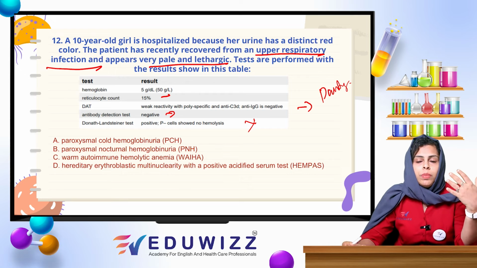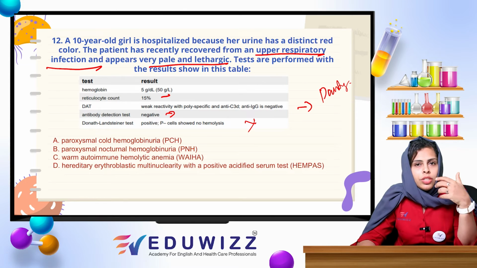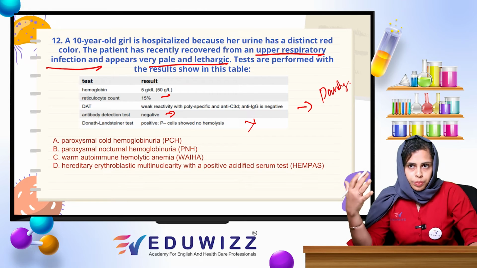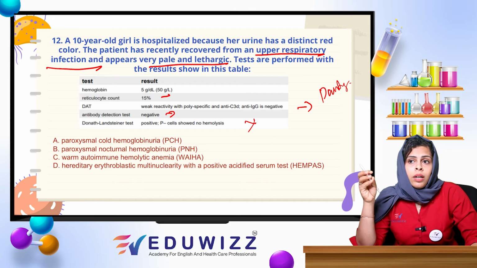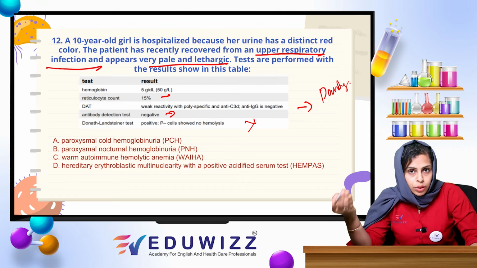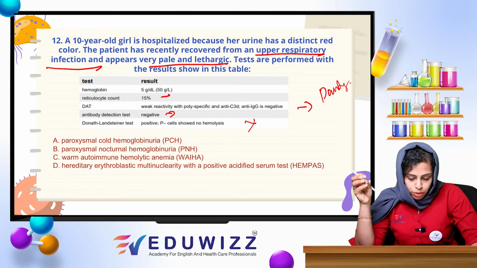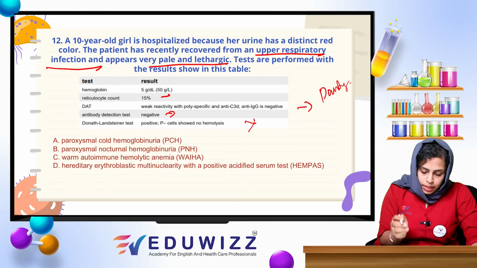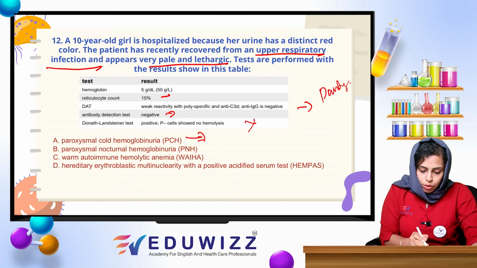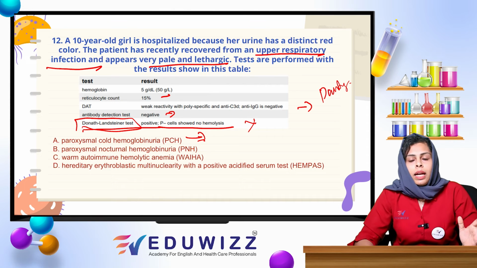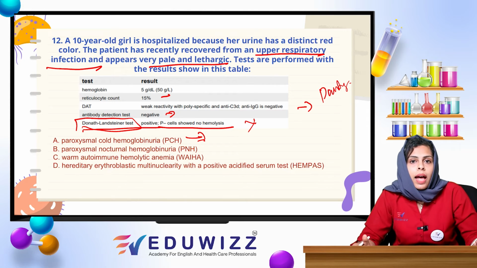Upper respiratory infection is mainly due to some infections that can elicit autoantibodies like anti-P antibody, and this condition can turn into PCH, that means paroxysmal cold hemoglobinuria. PCH is the condition that is related to the positive P cells. So here you have to remember PCH is correlated with the Donath-Landsteiner test. Donath-Landsteiner test positive indicates the patient is having PCH.